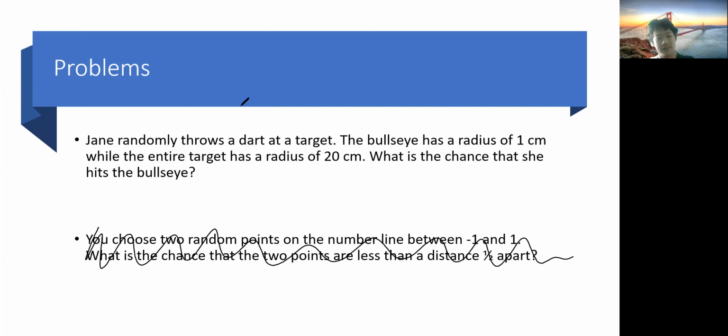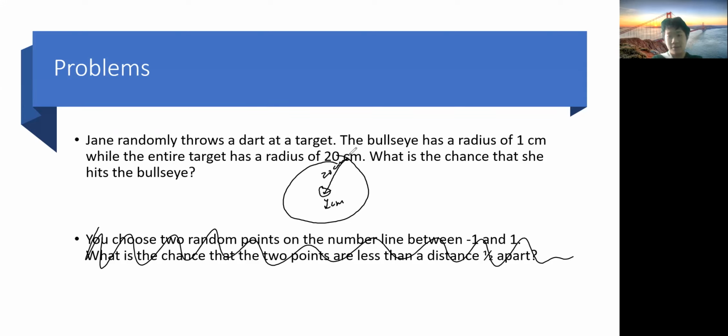Seems like a lot of people have gotten this already. So I'm gonna go through the answer. So Jane is randomly throwing a dart at a target. The bullseye has a radius of 1 centimeter. The entire target has a radius of 20 centimeters. What's the chance that she hits the bullseye? Kind of looks like this. This is 1 centimeter. This is 20 centimeters.